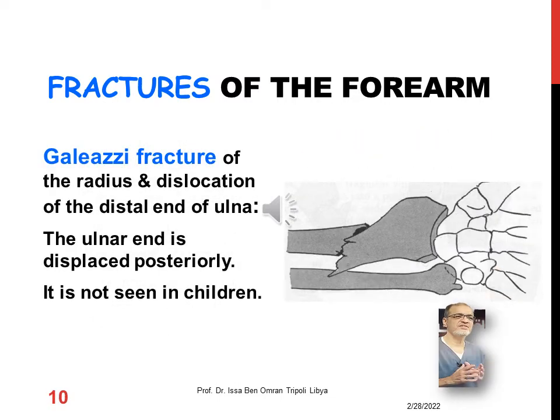Another type of fracture of the forearm is the Galeazzi fracture. It is a fracture of the radius and dislocation of the distal end of the ulna. The ulnar end is displaced posteriorly, and it is not seen in children.